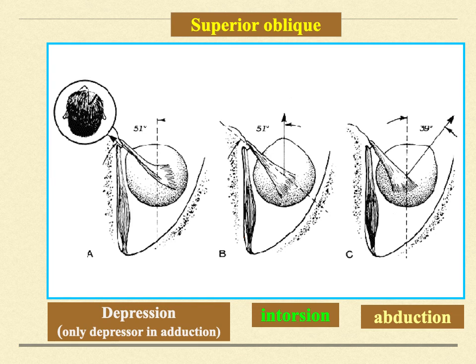Here we see that the superior oblique is only a depressor in adduction, meaning when the eye goes nasally, the superior oblique will depress the globe. In the primary position, when the superior oblique contracts, it will abduct the globe. Then contracting more will intort the globe.